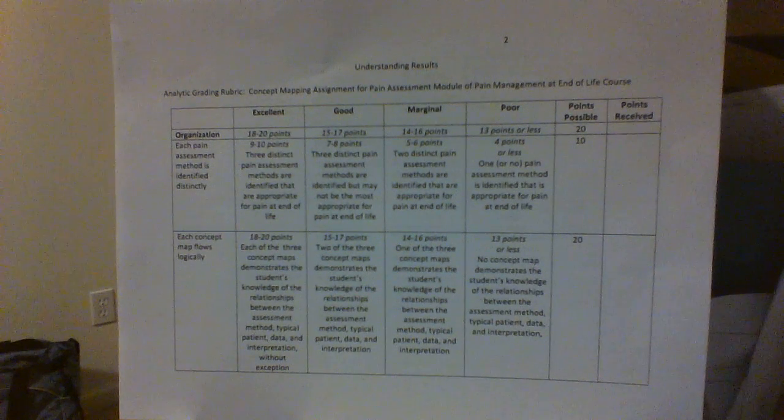Included in each concept map were the method of pain assessment, a brief description history of a typical patient to be assessed for each assessment method, the process of the assessment method with examples including the data that may be typical for that particular patient at end of life, and interpretations or analysis of the data gathered in the assessment. The rubric you see on the screen is a summary of the grading instructions for this assignment.